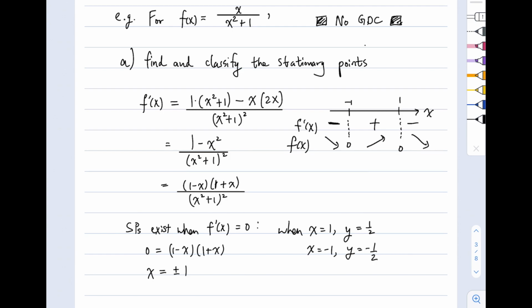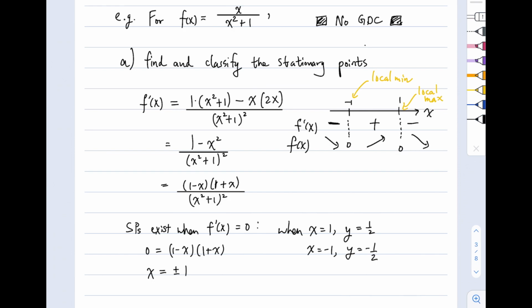And that also tells us that at x equals -1, you can see that the function is changing. The function is going from decreasing to increasing. So that means that we have a local minimum. And then in the same way, at x equals 1, the function is going from increasing to decreasing. So we have a local maximum.